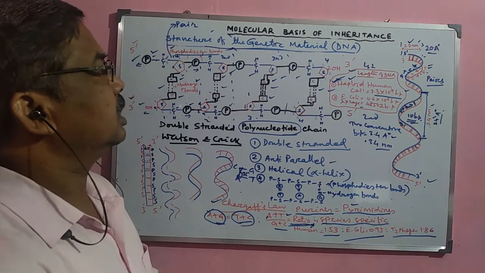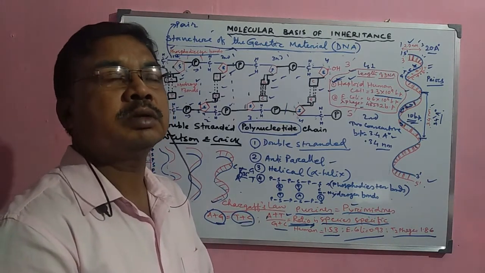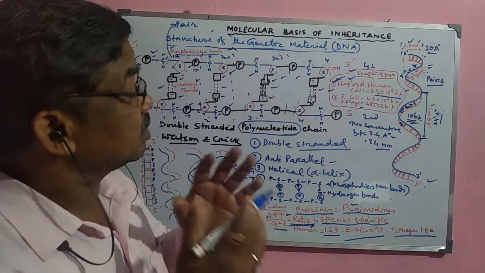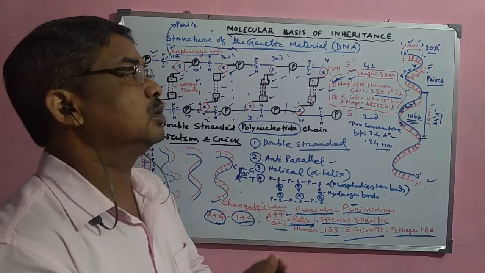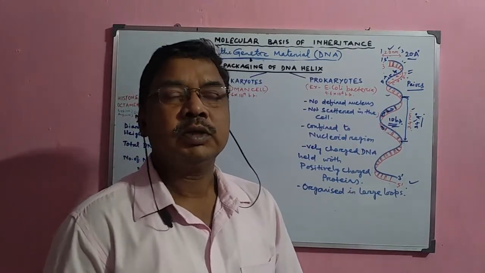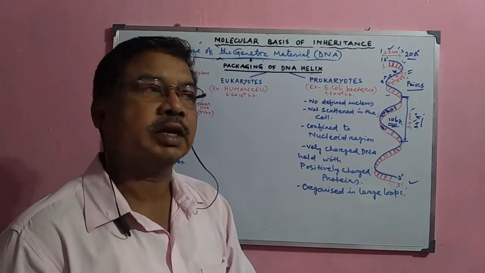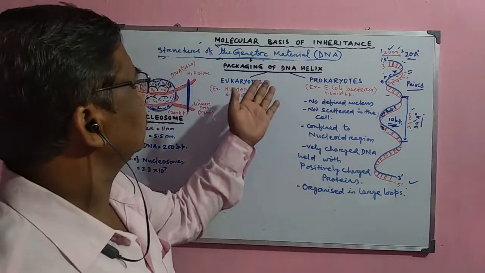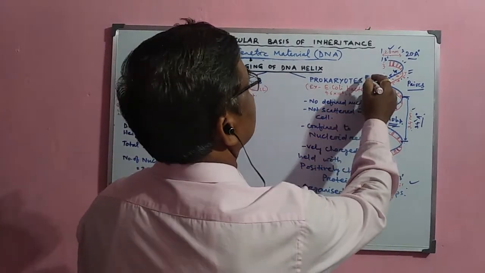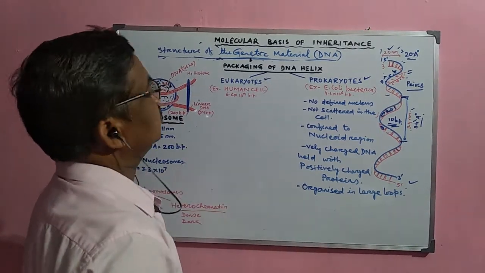Now, next we shall discuss the packaging of the DNA molecule and how it is packaged in a compact form to form the chromosomes. Now we shall discuss the packaging of the DNA helix inside the cell: how the packaging of the DNA helix occurs in the prokaryote and how it occurs in the eukaryote.